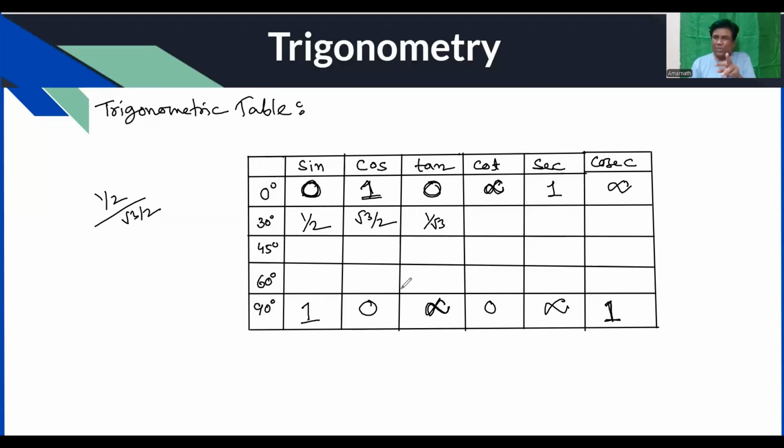If you have any doubt how 1 by root 3 comes, then you can check this. Because I know that tan theta is sine theta by cos theta. So here sine theta is half, cos theta is root 3 by 2. So half divided by root 3 by 2, the 2 cancels, so 1 by root 3. Now you see, the reciprocal of 1 by root 3 is root 3.